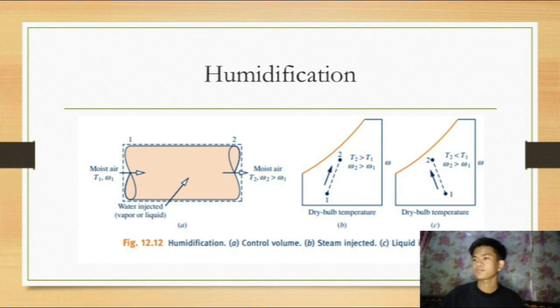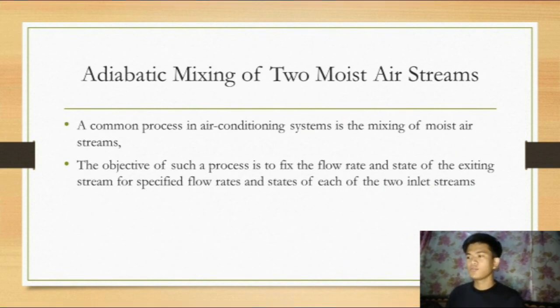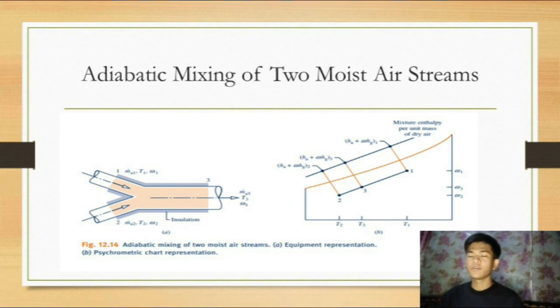The figure shows the control volume of humidification and the psychrometric chart of the steam injected and the liquid injected humidification processes. Next is adiabatic mixing of two moist air streams. A common process in air conditioning systems is the mixing of moist air streams. The objective of such a process is to fix the flow rate and state of the exiting stream for specified flow rates and states of each of the two inlet streams. The figure shows the adiabatic mixing of two moist air streams. A is the equipment representation and B is the psychrometric chart representation.